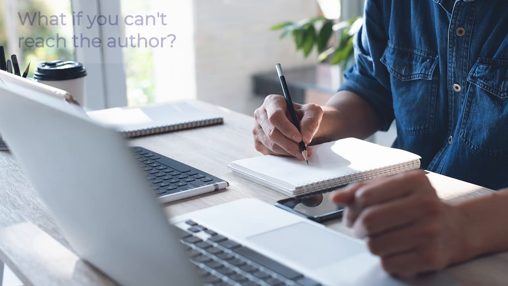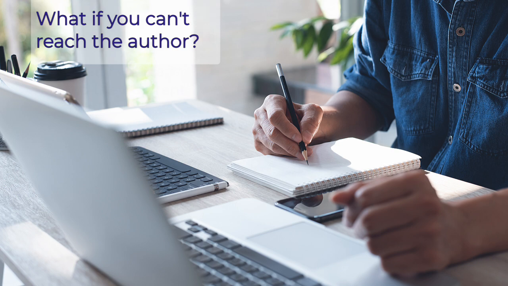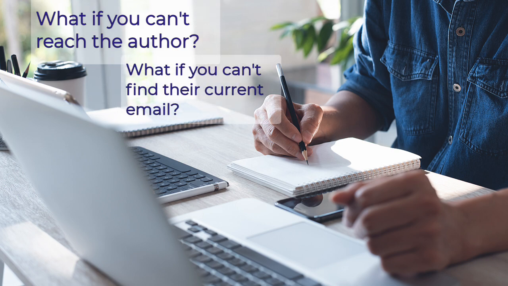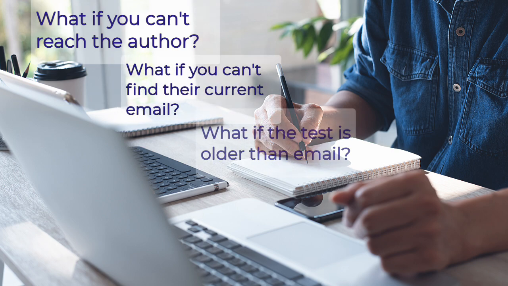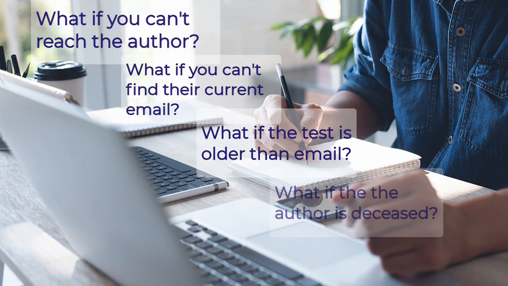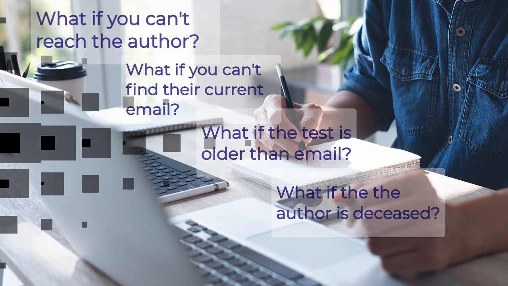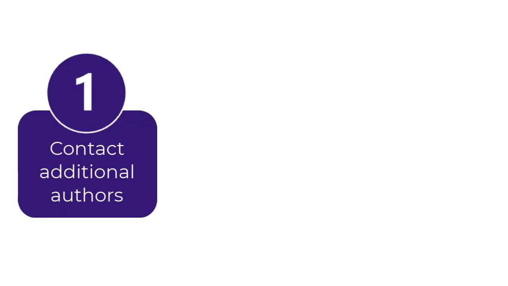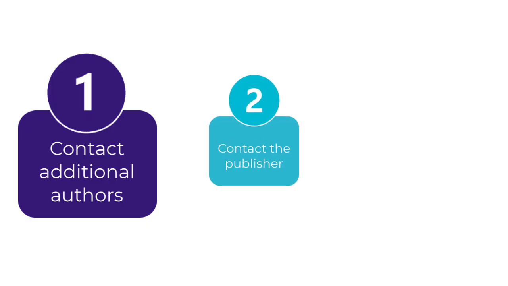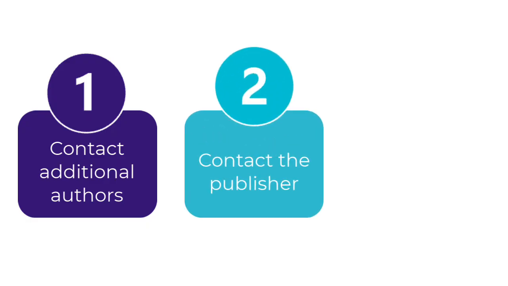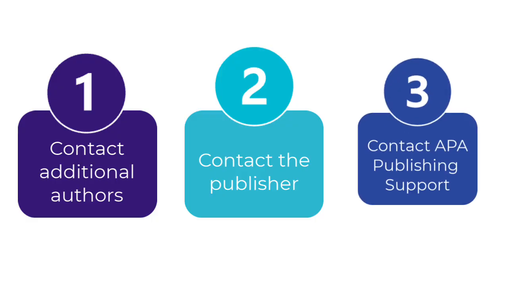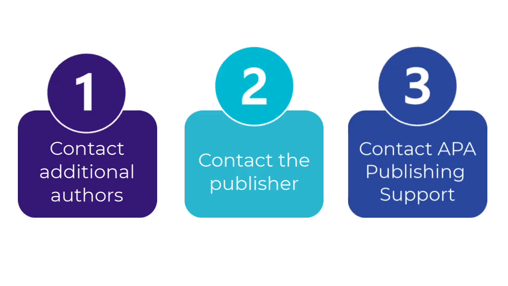But what if you can't reach the author? What if you can't find their current email, if the test is older than email, or even if the author is deceased? If the test has multiple authors, you may be able to contact someone other than the first author. If that's not possible, the next step is to contact the publisher. And if you're unsure what to do, you can always reach out to APA Publishing Support.